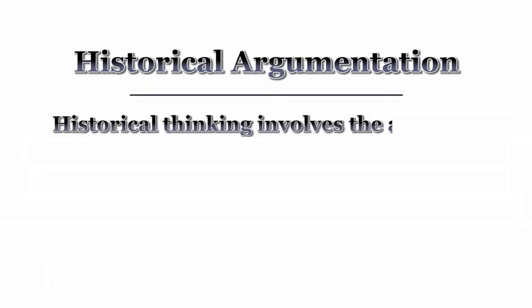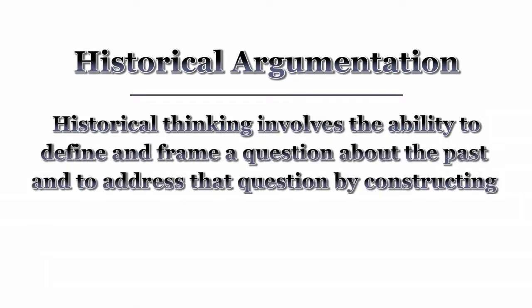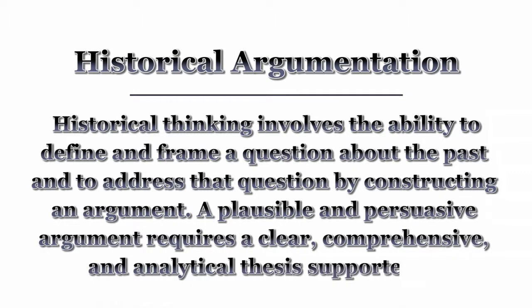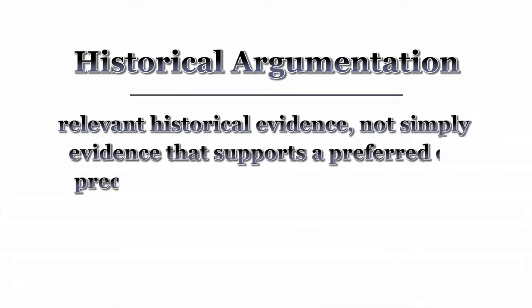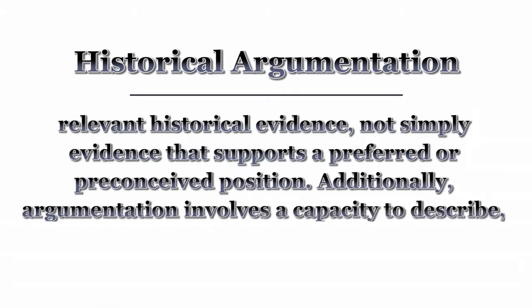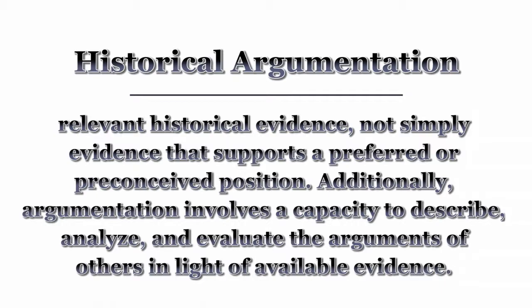Historical thinking involves the ability to define and frame a question about the past and to address that question by constructing an argument. A plausible and persuasive argument requires a clear, comprehensive, and analytical thesis supported by relevant historical evidence, not simply evidence that supports a preferred or preconceived position. Additionally, argumentation involves the capacity to describe, analyze, and evaluate the arguments of others in light of available evidence. Really, this just means that you have to develop and flesh out an evidence-based thesis that will provide a clear, comprehensive discussion of a historical issue, while recognizing and rebutting opposing viewpoints.